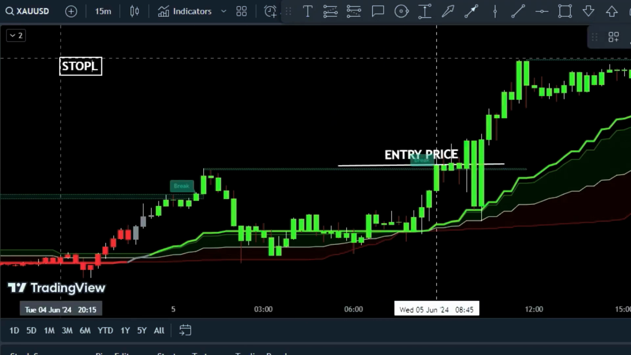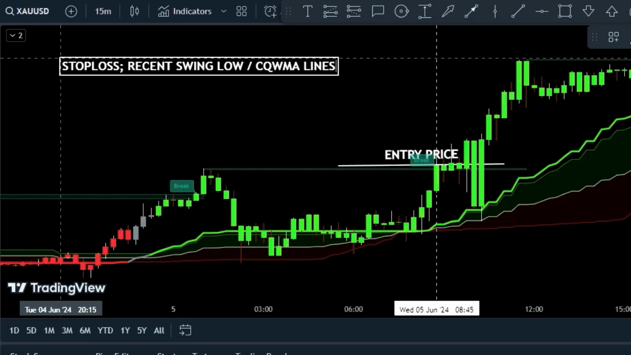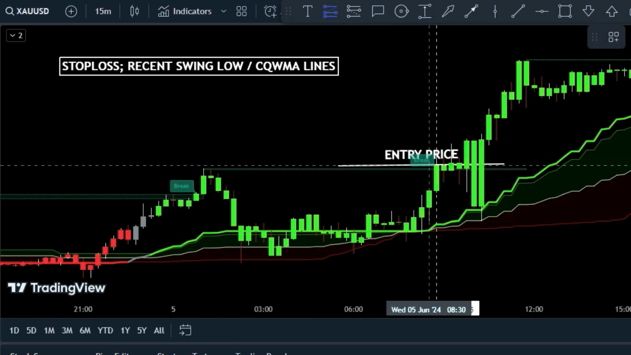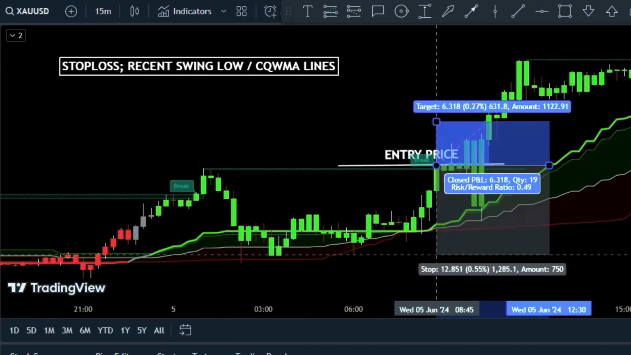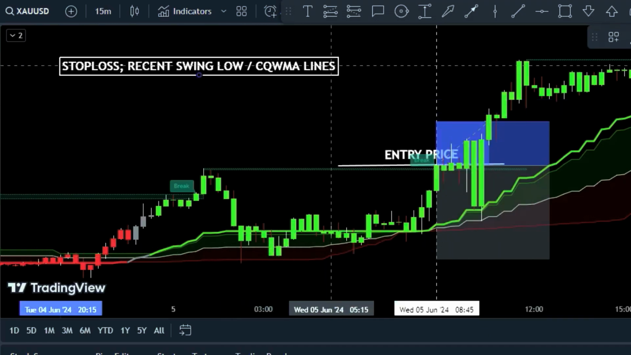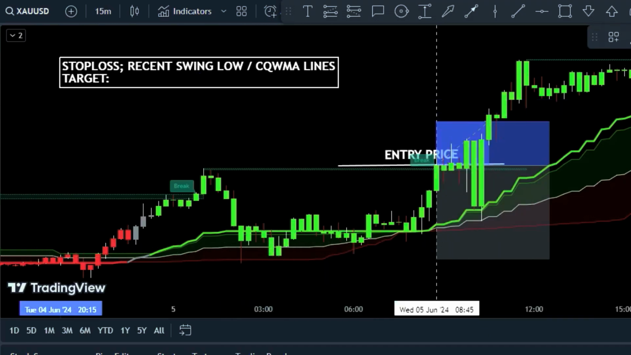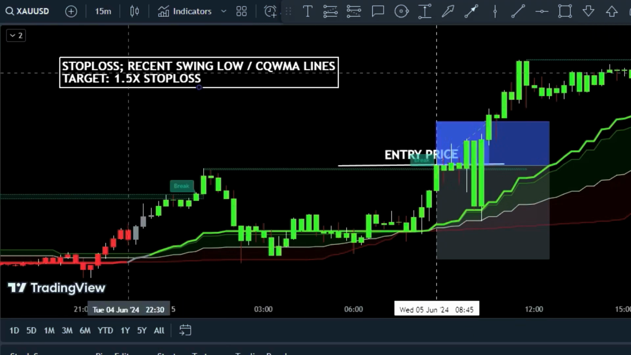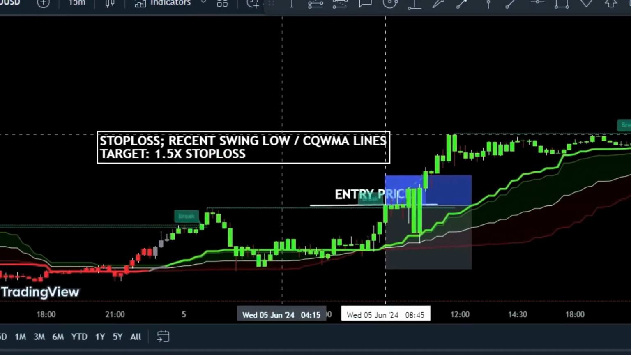Now, let's talk risk management. To set a stop loss, you have a couple of options. Either look at the most recent market swing low or the QWMA lines. Based on the current market conditions, choose one and set your stop loss just slightly below it. Safety first, folks. Lastly, let's shoot for the stars with a profitable trade target. To set it, make it 1.5 times greater than the risk of your trade.